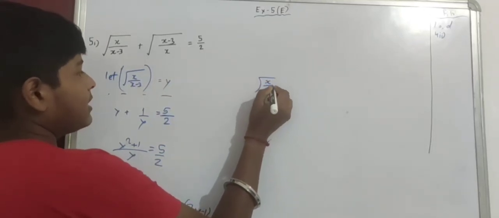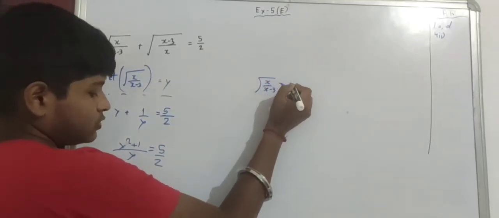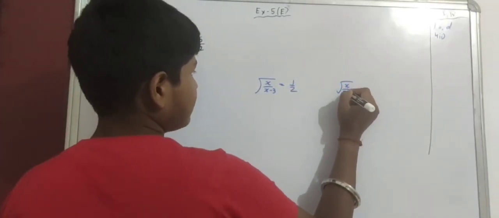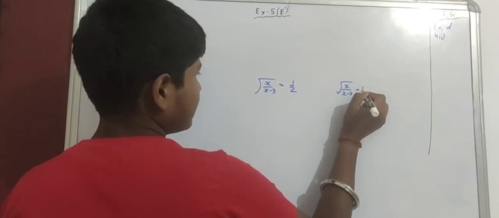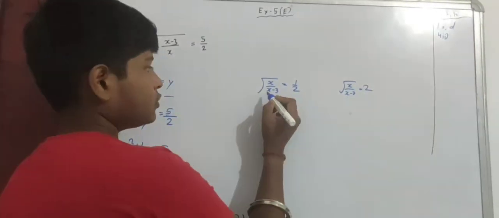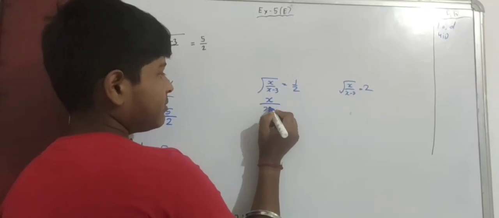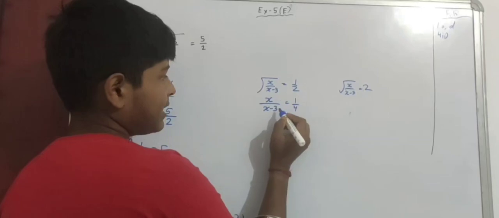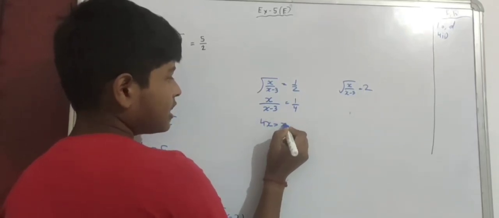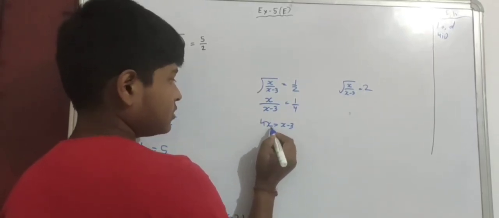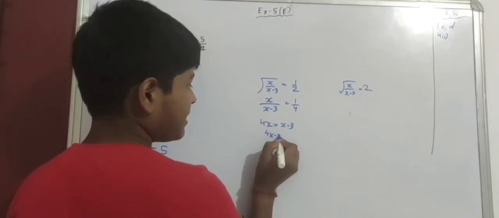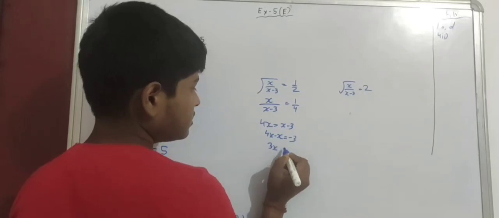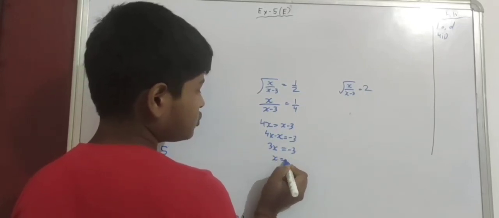Under root x by x minus 3 is equal to 1 by 2. Square both sides. This side you will get x divided by x minus 3 and this side you will get 1 by 4. Multiply, 4x is equal to x minus 3. So 4x minus x is equal to minus 3. You have 3x is equal to minus 3 and x is equal to minus 1.